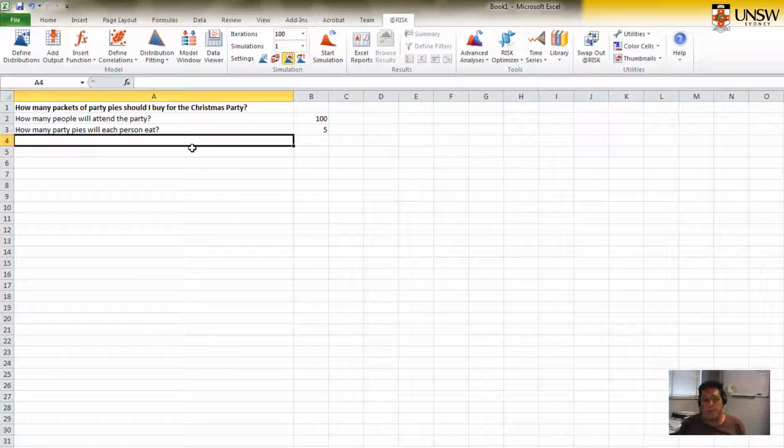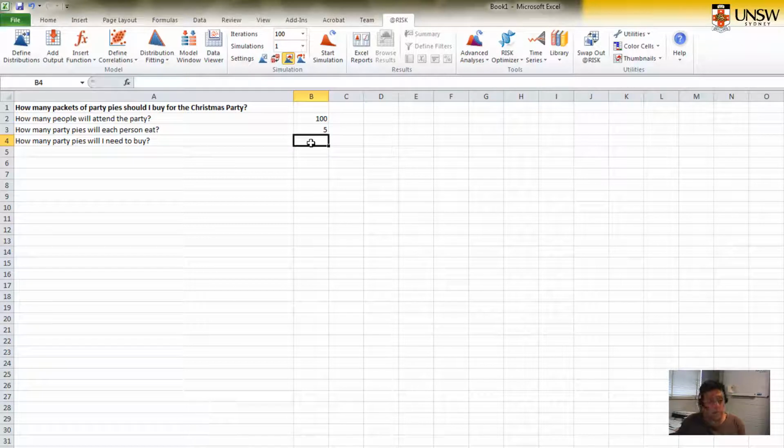So therefore, using that information, I could calculate how many party pies in total will I need to buy. So how many party pies will I need to buy? And you know how to answer that question using an Excel spreadsheet. You would say equals the number of people attending the party multiplied by the number of pies per person. And in this case, that's 500 pies.